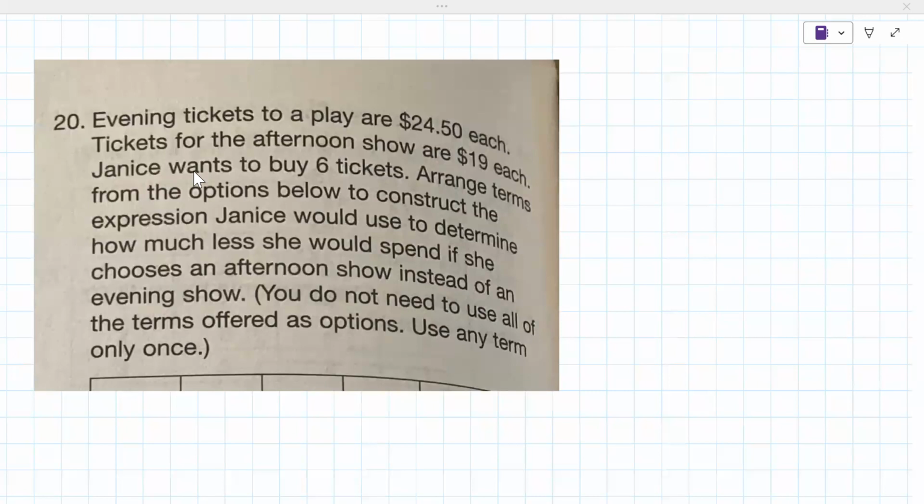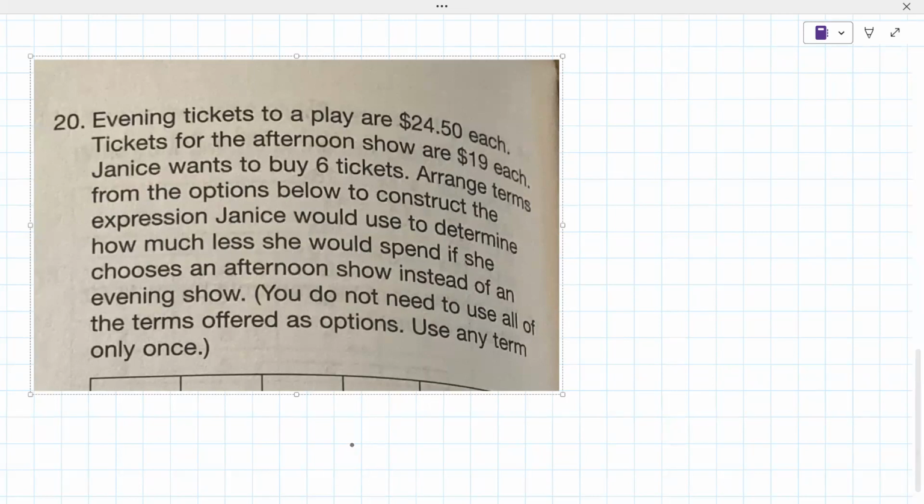Evening tickets to a play are $24.50 each. So if you want to go to a play in the evening, you're going to pay $24.50 for each ticket. If you want to go in the afternoon, it's $19 each. Janice wants to buy 6 tickets. What we don't know is whether she wants to go to the evening or the afternoon performance. So let's ignore this sentence for the moment. Construct the expression Janice would use to determine how much less she would spend if she chooses an afternoon show instead of an evening show.